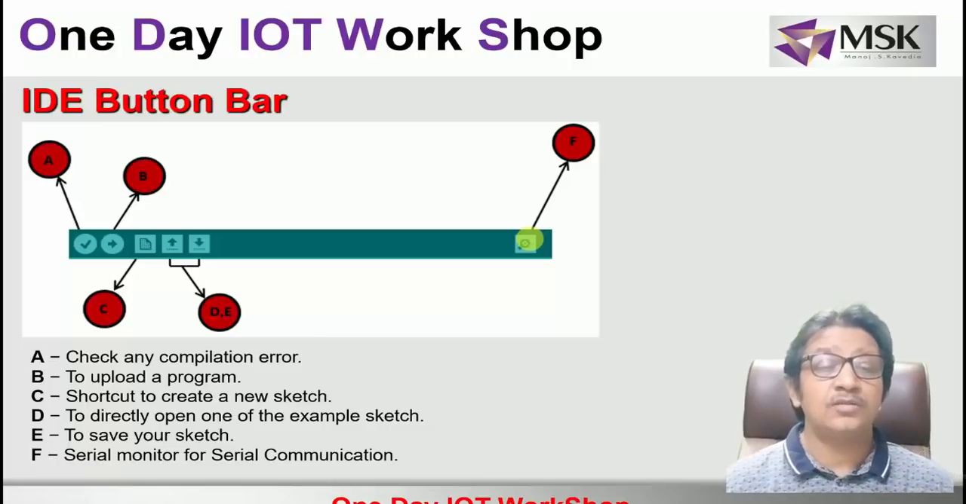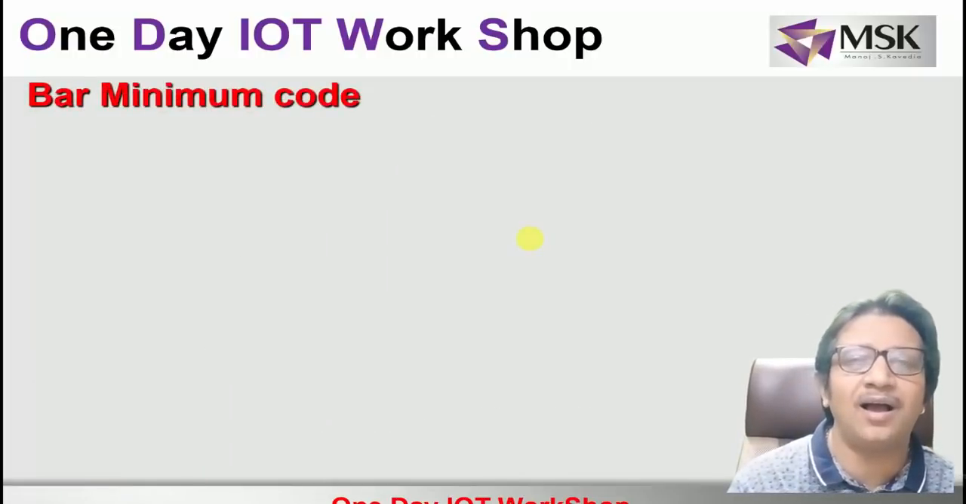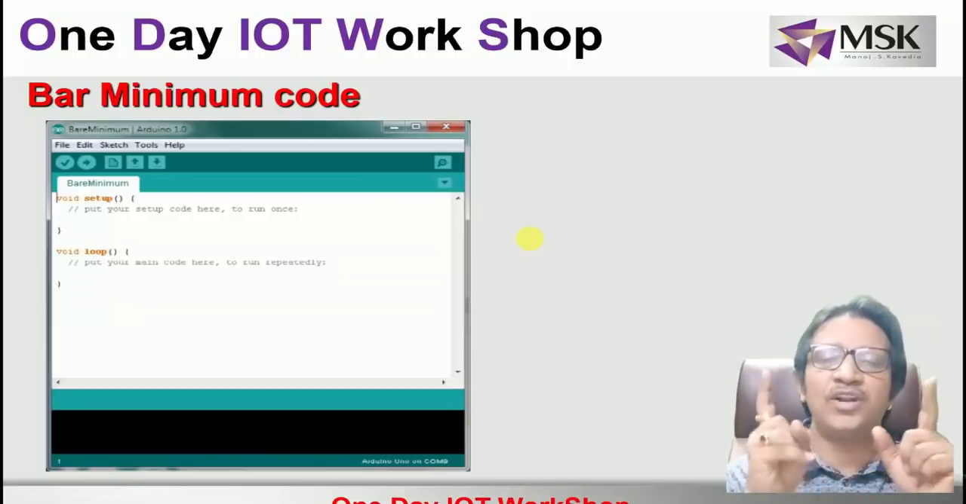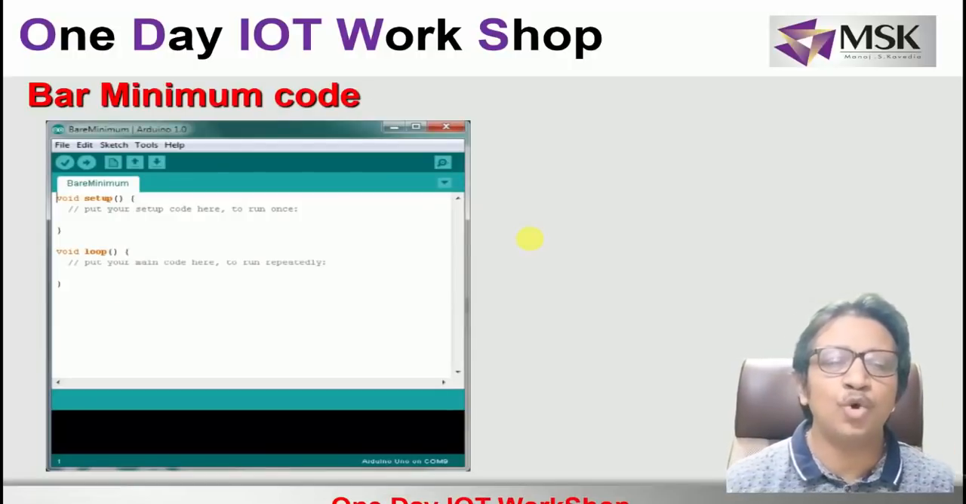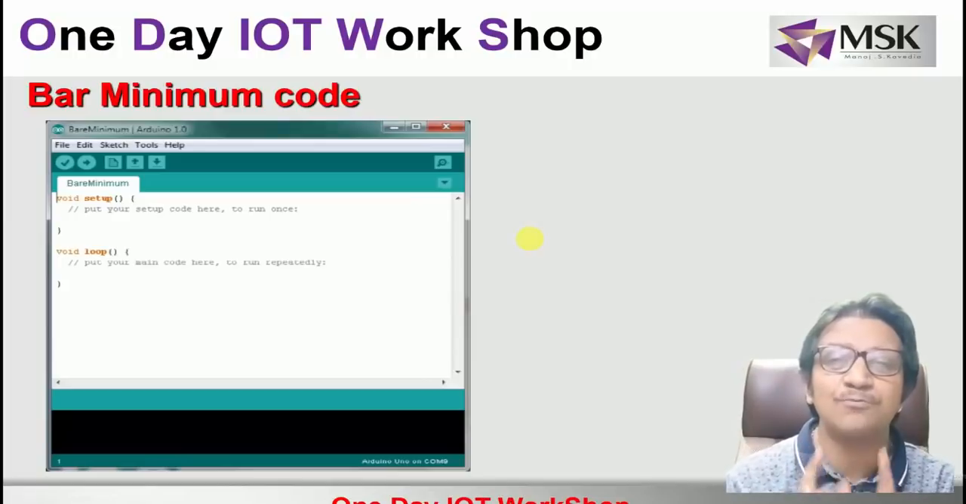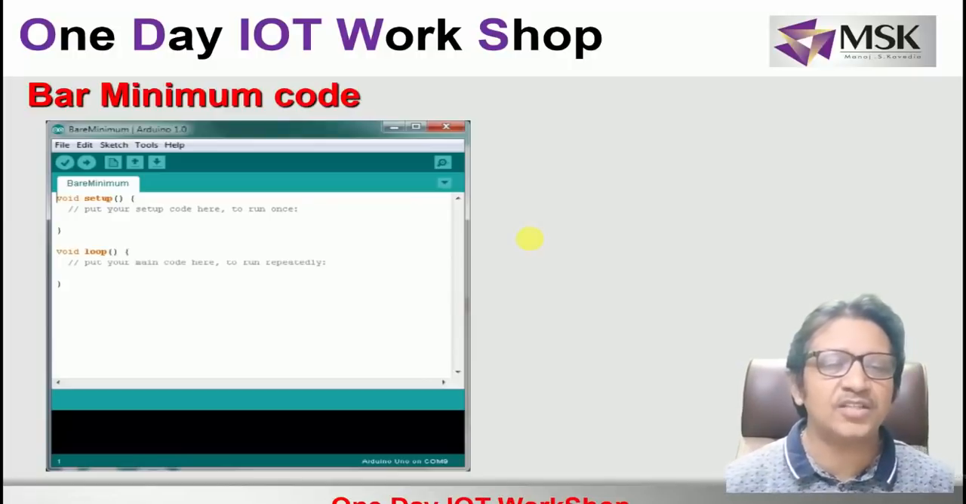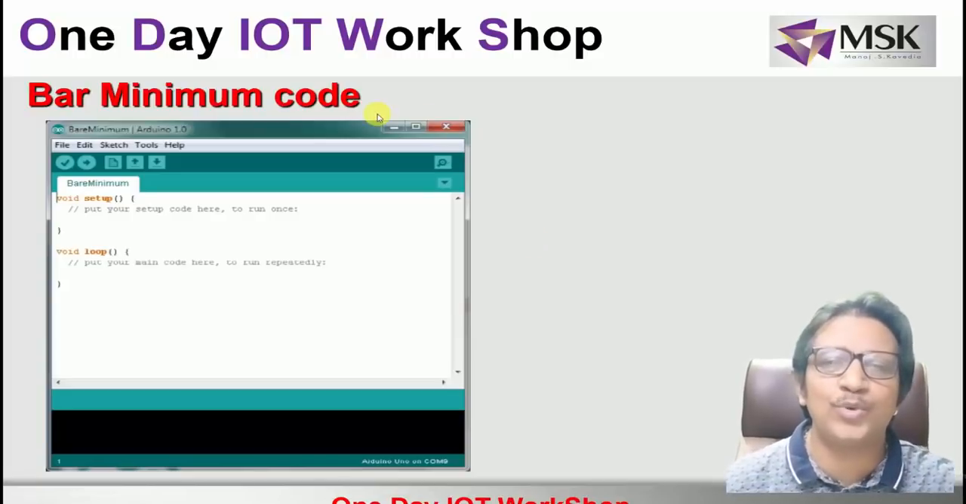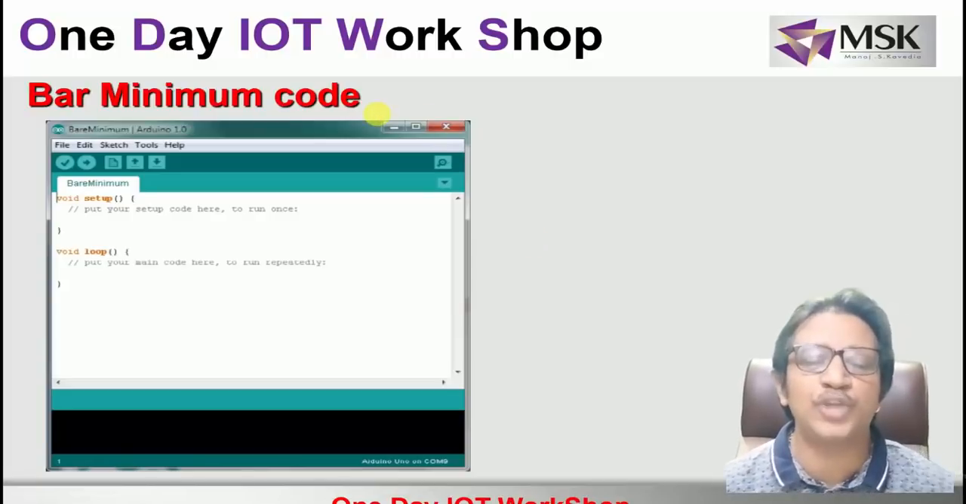Let's see further. When I turn on my IDE with a new sketch, I get some code in which there are two functions. One is called the setup function and the other is called the loop function. Now friends, this is called the bare minimum code. If I just go to sketch and compile, it will get compiled. So this is the minimum code which is needed for Arduino IDE to check.